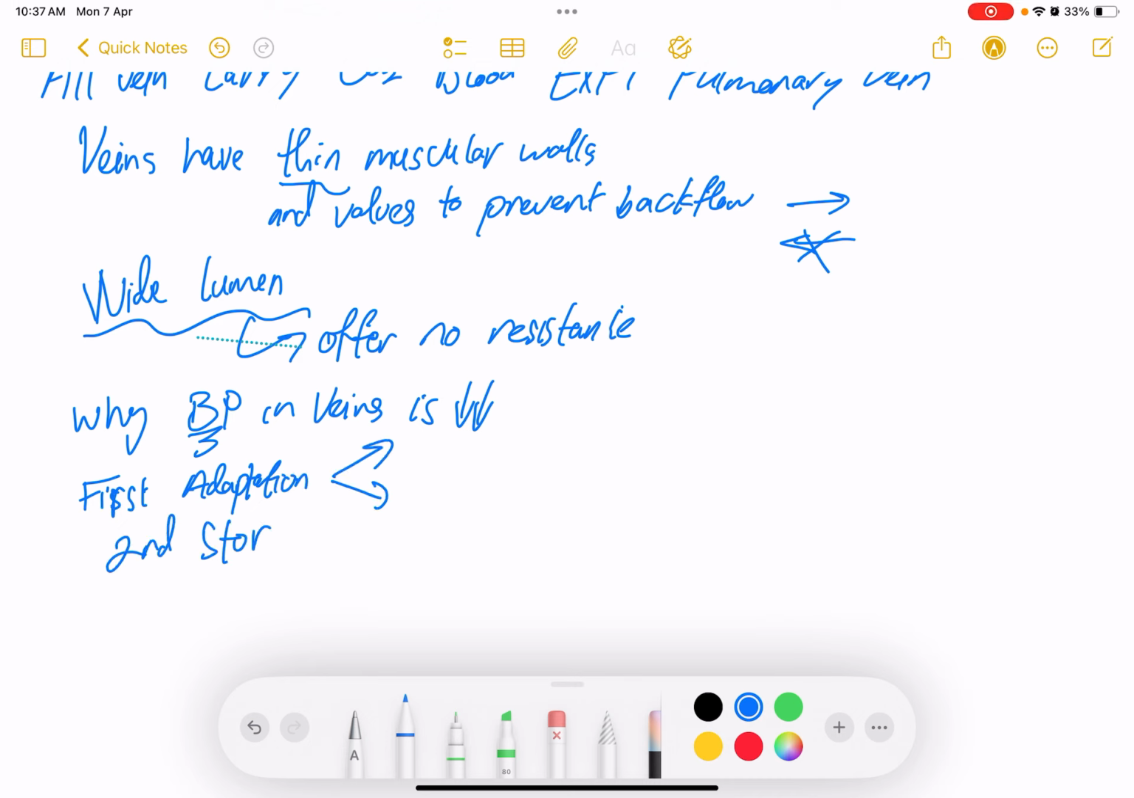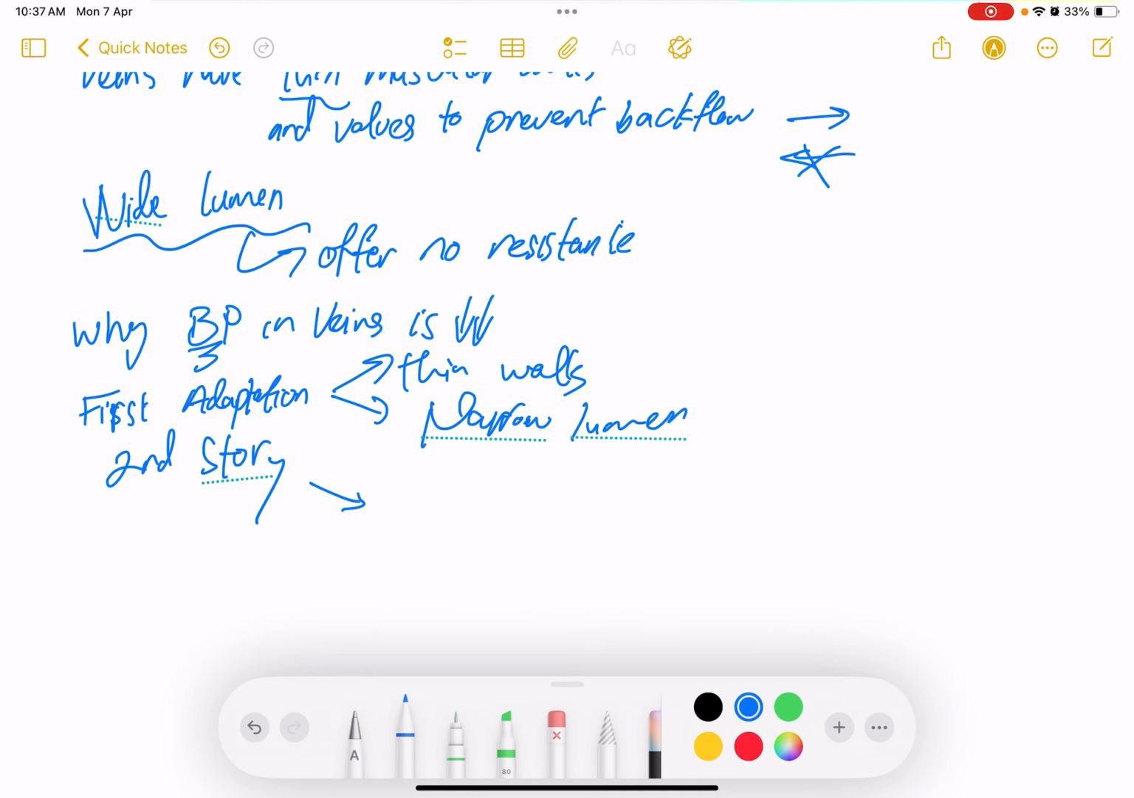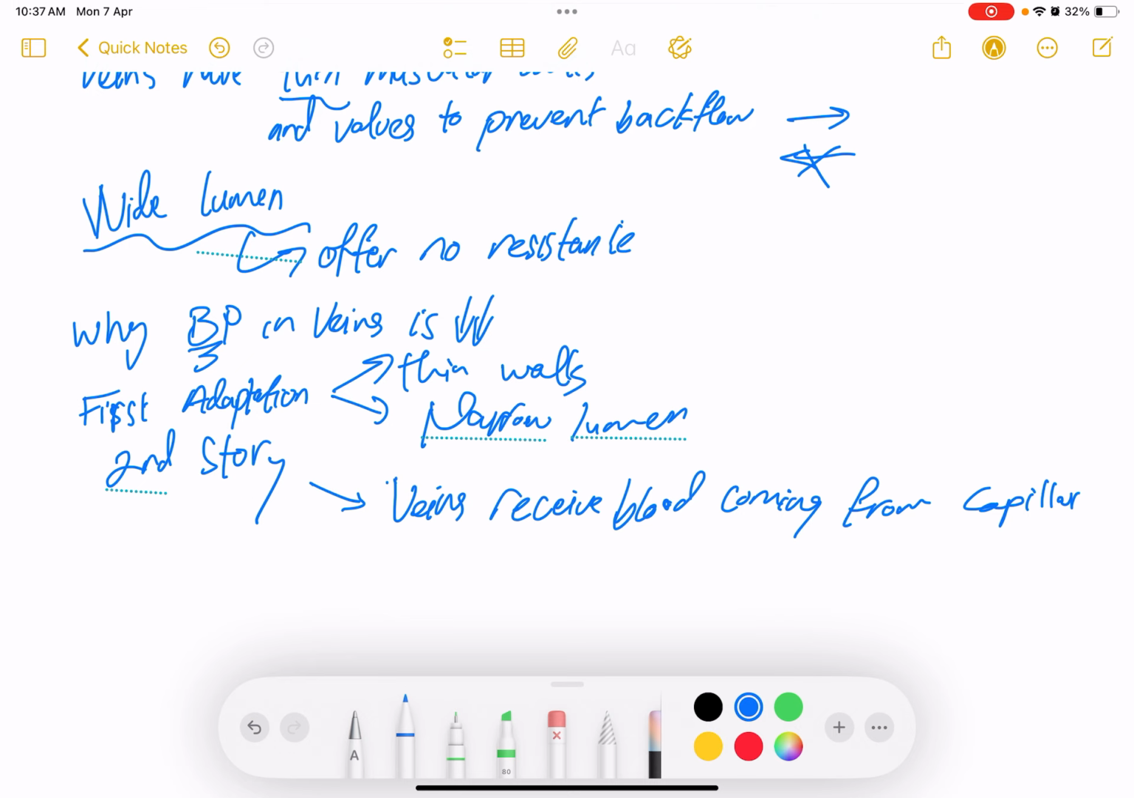Adaptations: I have thin walls and a narrow lumen. The story is that the blood in the veins was already flowing, or the veins receive blood coming from capillaries. These are the capillaries.